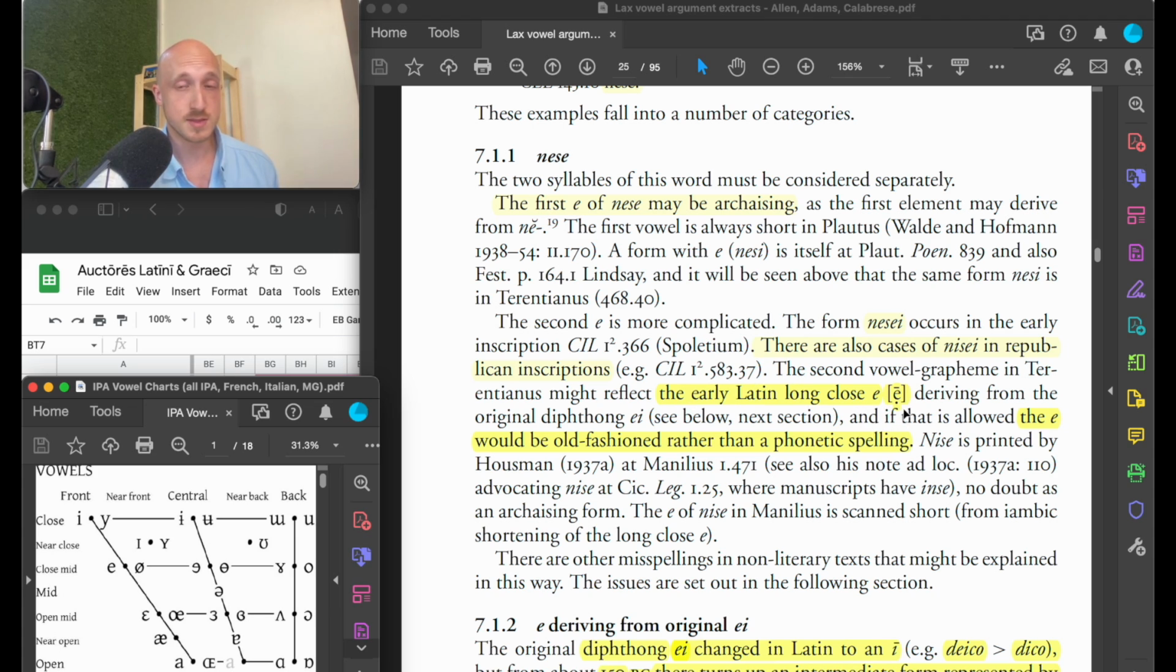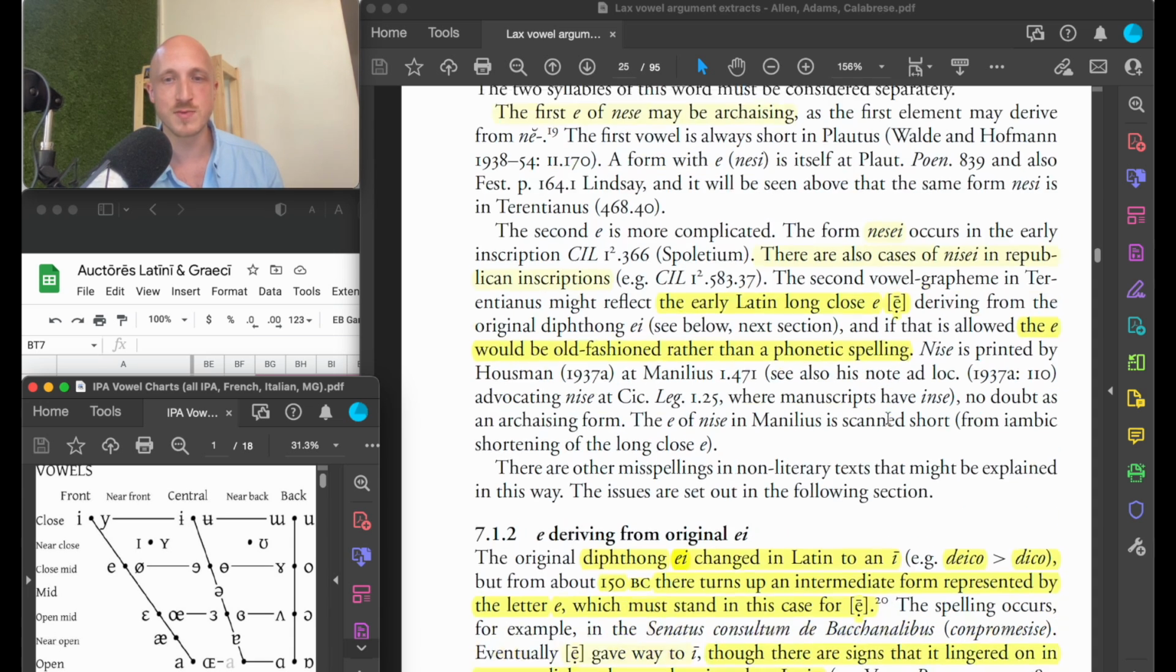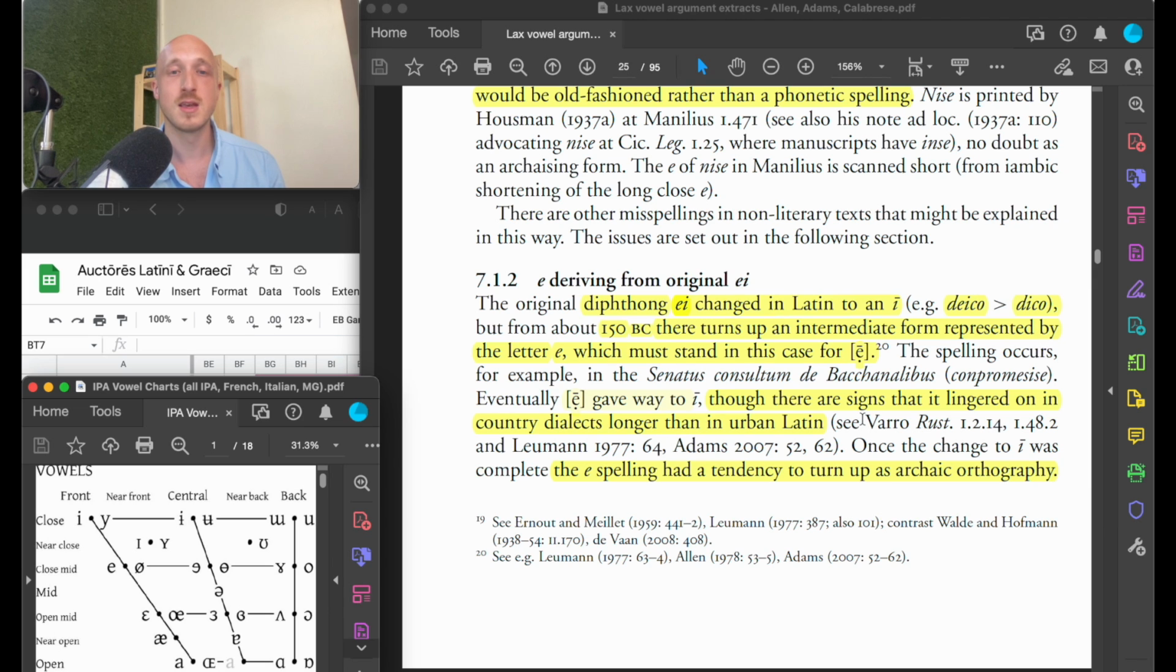There used to be a difference between, say, filii and filiae, a difference between the nominative plural and the genitive singular. This is a difference that can actually be seen in Plautus. In classical Latin, it had mostly gone, but there are some interesting remnants of it that Adams discusses. The e would be old-fashioned rather than a phonetic spelling. So this could close completely to something like nisi, but still be spelled in these ways just for purposes of archaizing. The idea of archaizing, I mean, things that are antiquiores literally means better in Latin idiom.